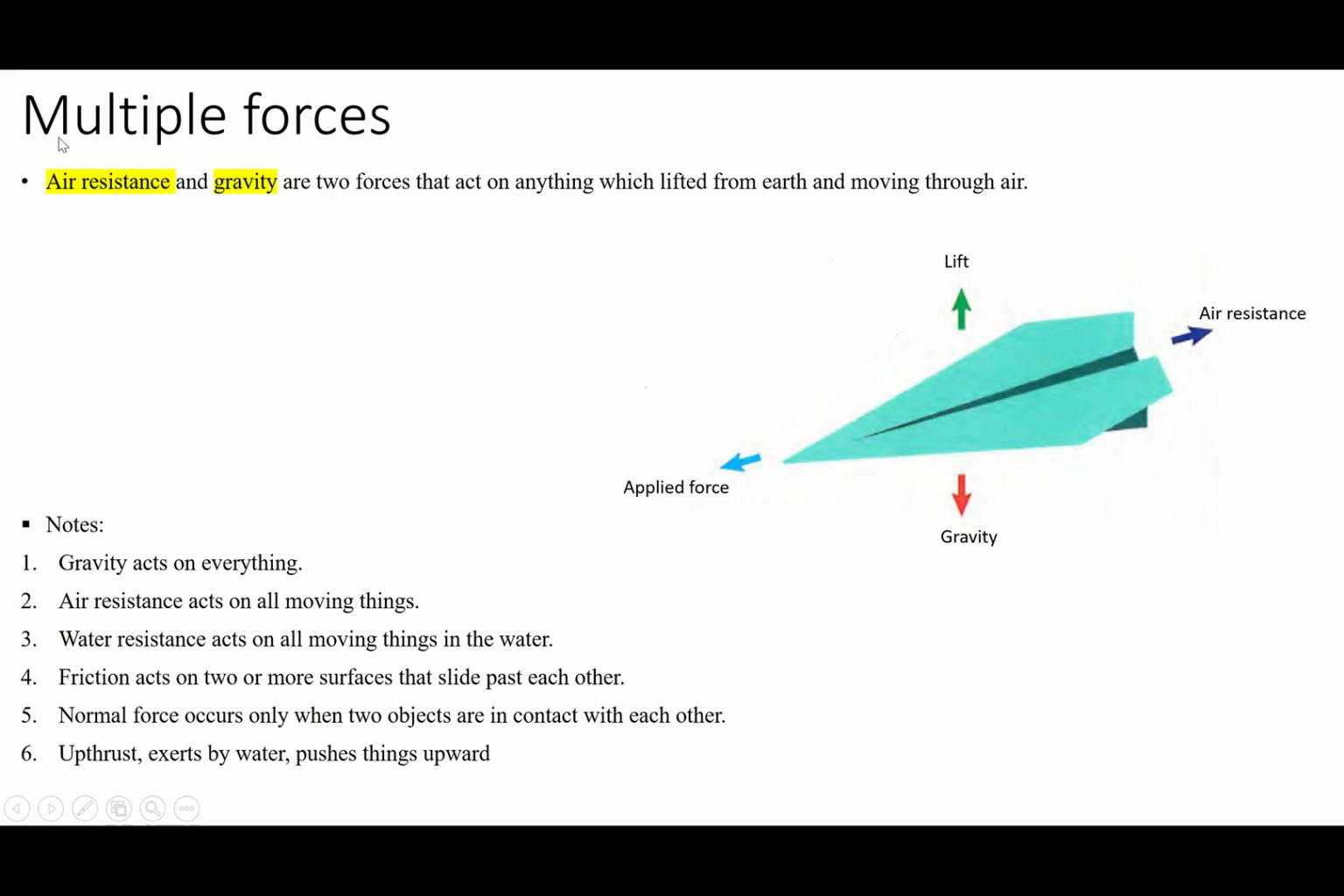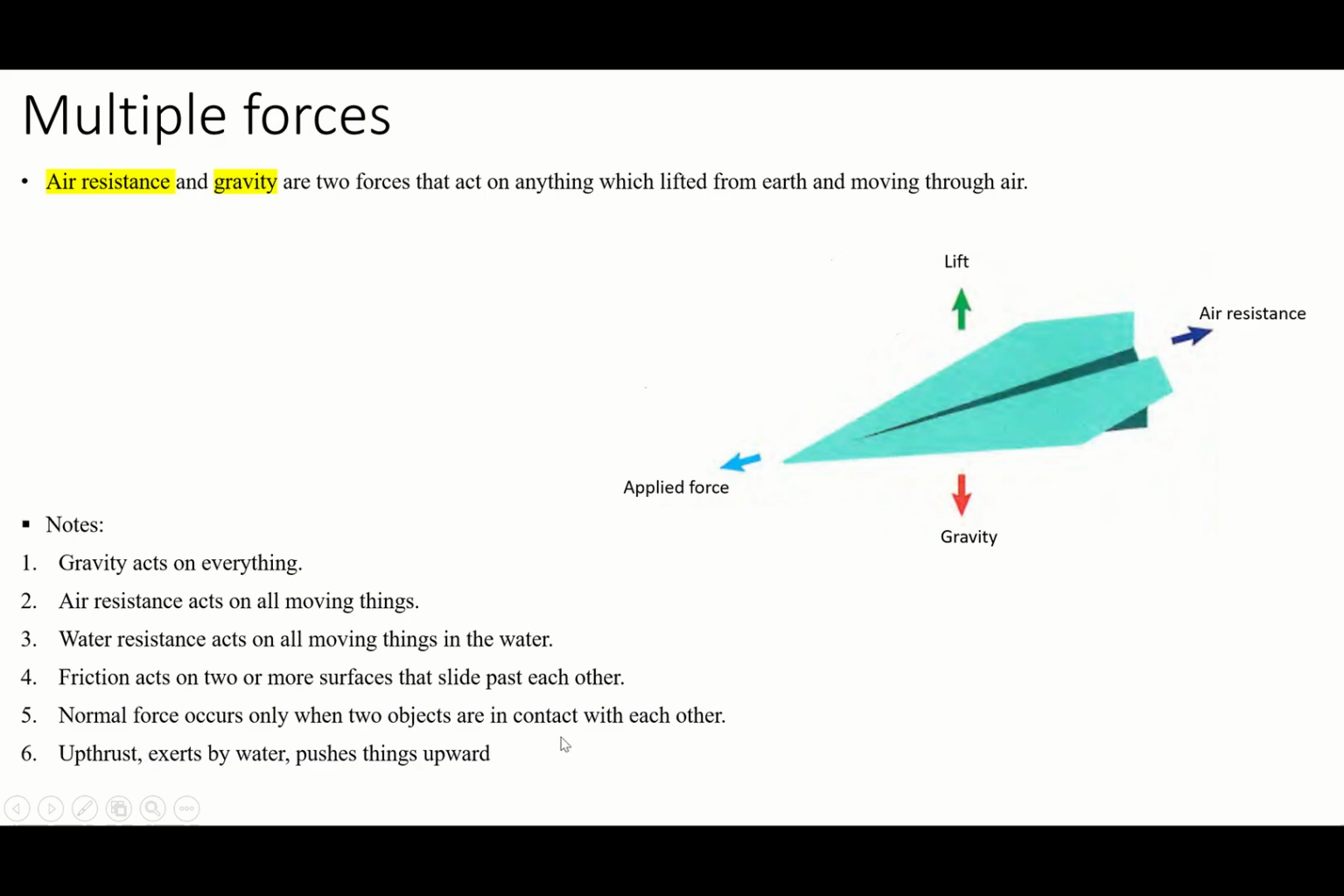That's how these notes are going to help you find the multiple forces. Someone asks what multiple forces act in this picture. So if you see that the picture is on the earth, you say it has gravity. If you see that the picture is moving, you say it has air resistance. If you see that the picture is moving inside the water, you say it has water resistance. If you see two surfaces that move on each other, say it has friction, because you have two surfaces.